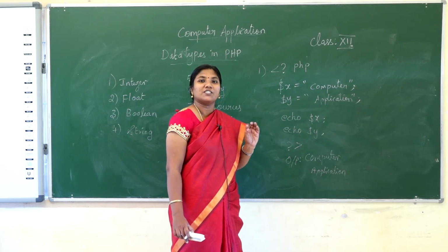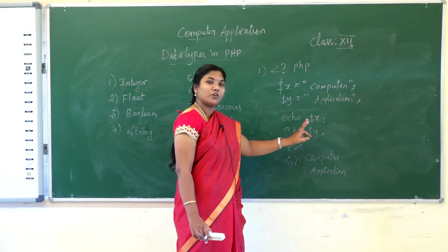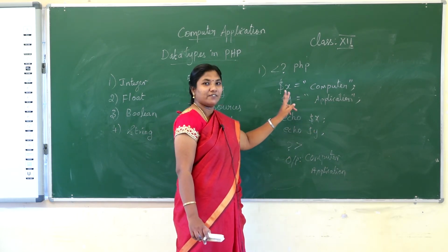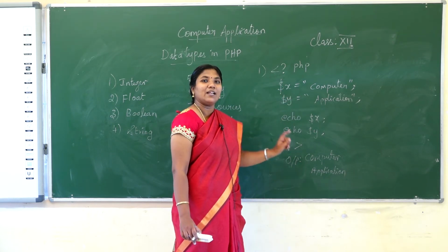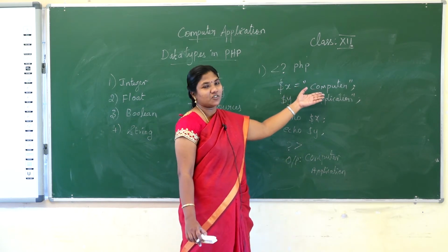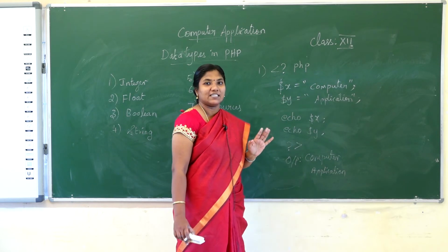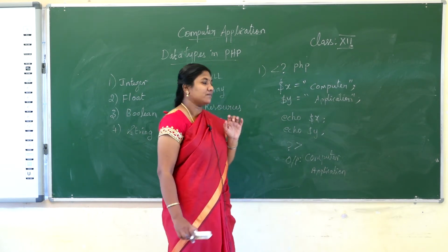So the echo statement is used to print a character, word or a sentence. So echo $x and echo $y. So what will be the output of this program? I am just printing the two variables. So what is in the first variable? Computer, and the second variable application. So that will be printed. So you can have more than one word also, like computer is a device, you can give that as the input. It will be printed as such. So for string you must give the values within the double quotes.